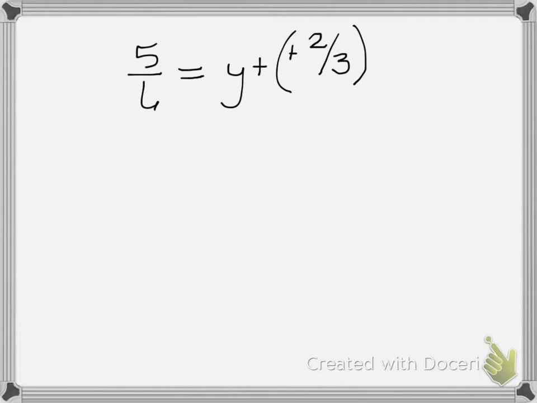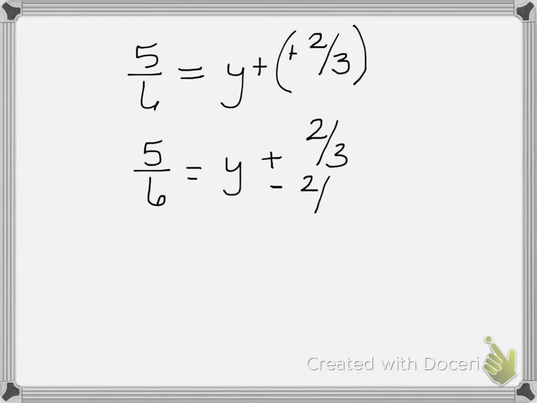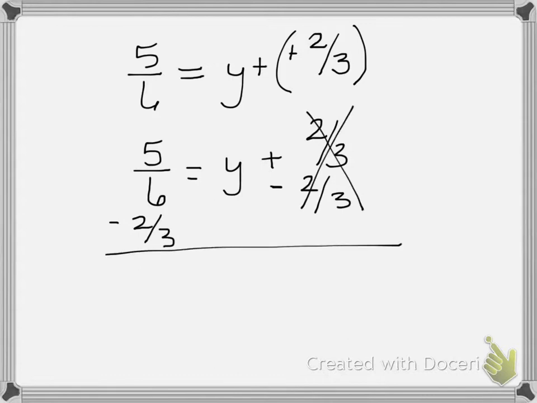So a double negative is always equal to a positive. So this was the same thing as having 5/6 equals y plus 2/3. Okay? In order to get y by itself, I've got to subtract 2/3 from both sides of my equation. 5/6 minus 2/3. This poses a problem. Over here I'm good. They have the same denominator. I can get rid of them. 2/3 take away 2/3 is 0. So I have y over here.